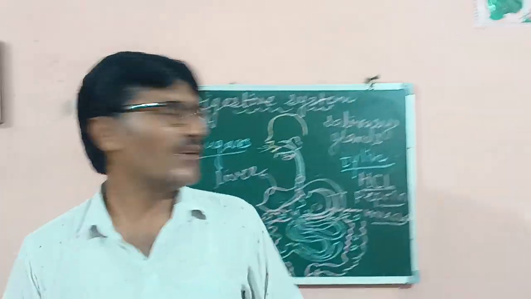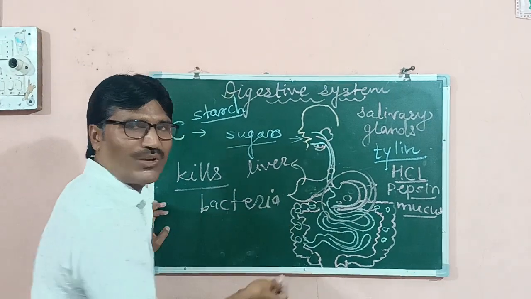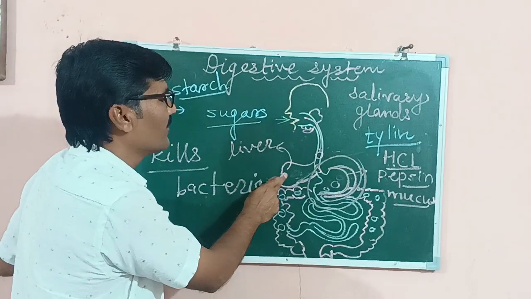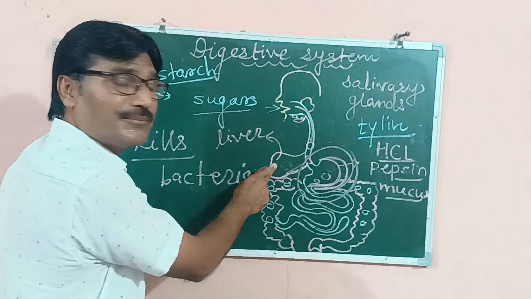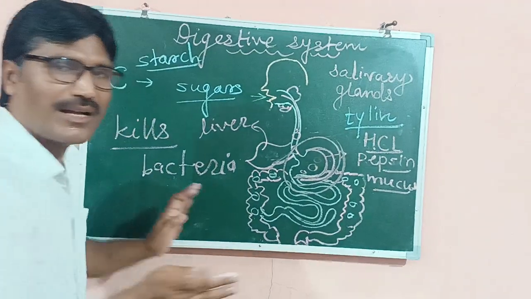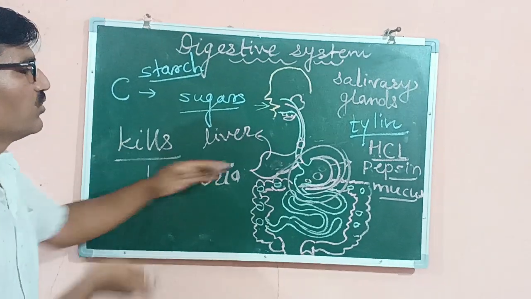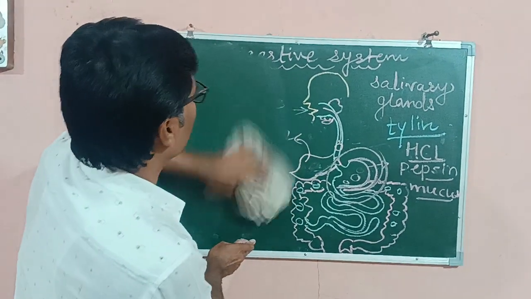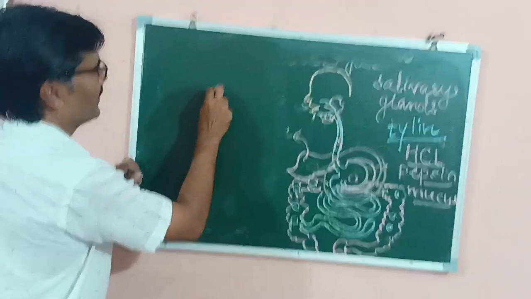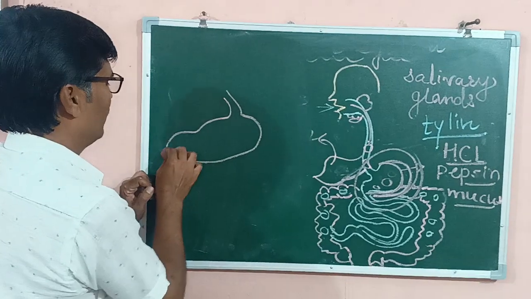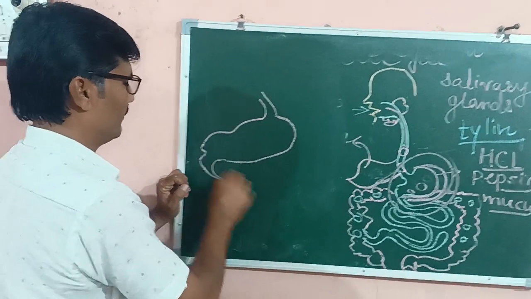Okay, so we have discussed the gastric glands and the liver. Now there are two remaining glands. I will make a sketch of those glands here. Once again I will draw the stomach and liver.